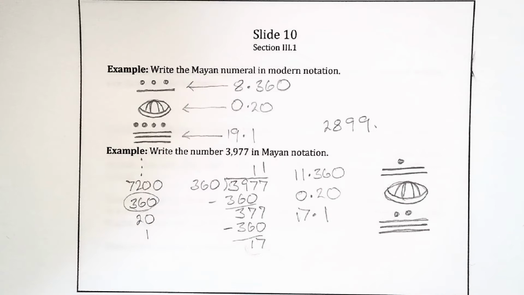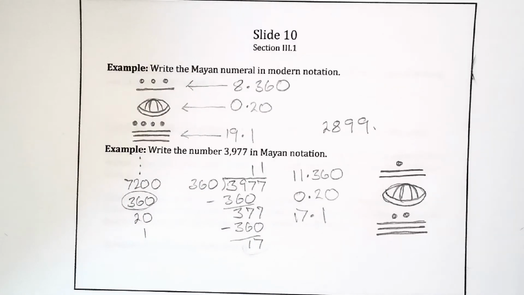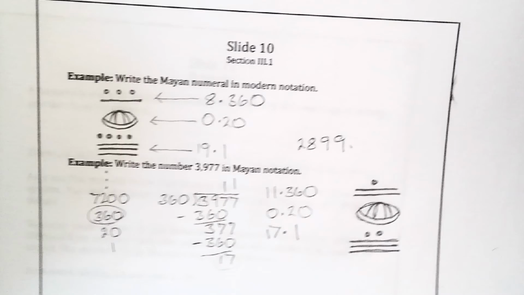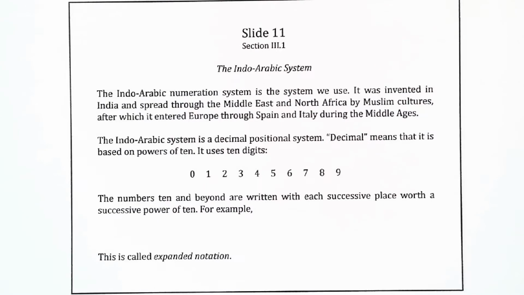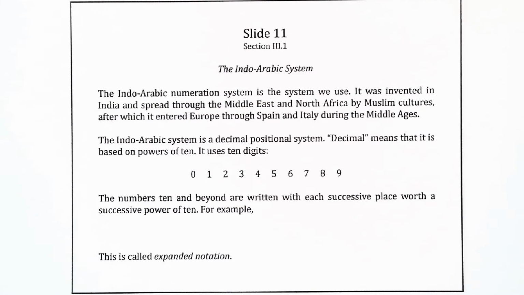So that's the Mayan system. That was the fourth system we had to talk about. The fifth system is called the Indo-Arabic system. And this is the one that's familiar to you because it's the one that we use in our culture. Okay, it's called the Indo-Arabic system because it was invented in India. No one knows exactly when, but maybe 2,000 years ago, give or take.